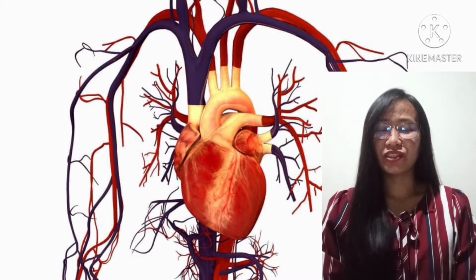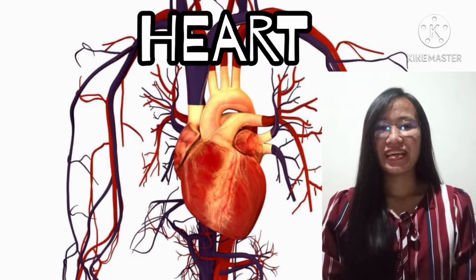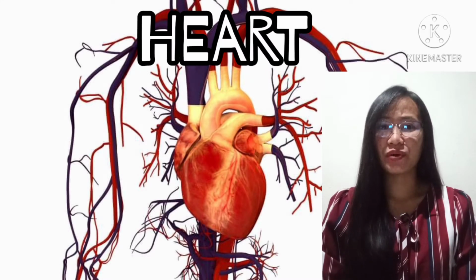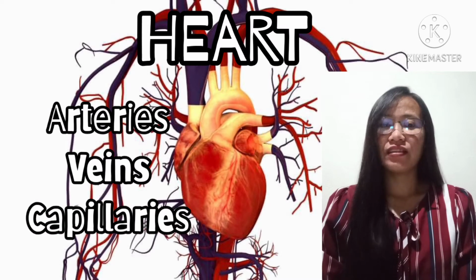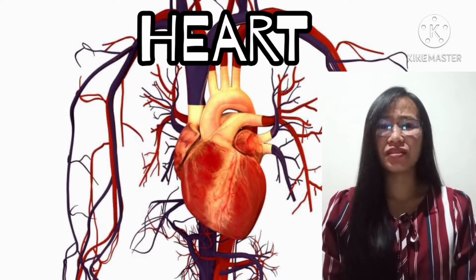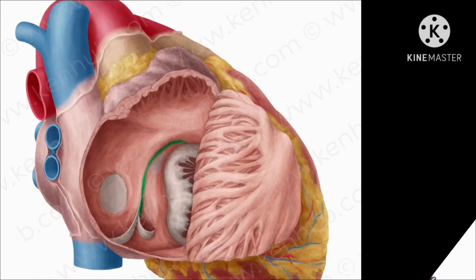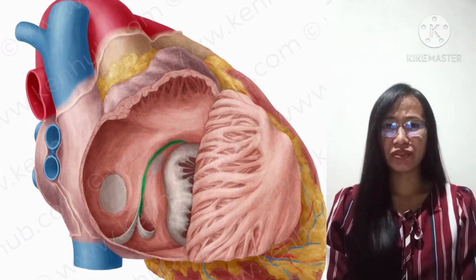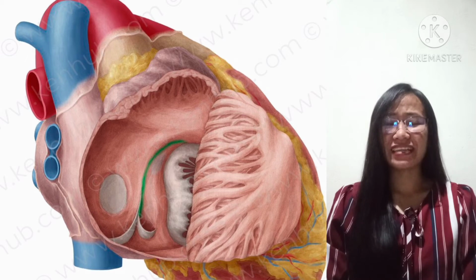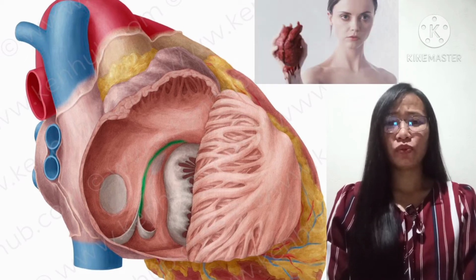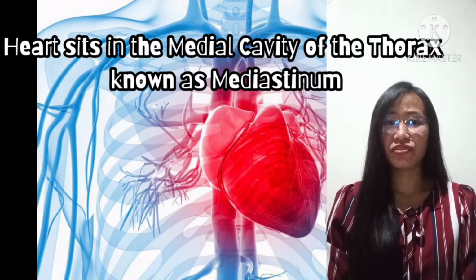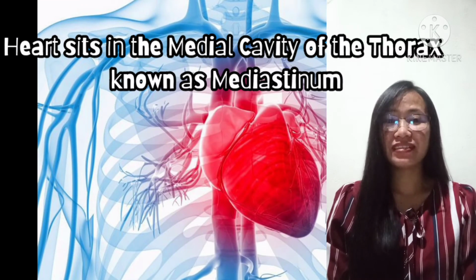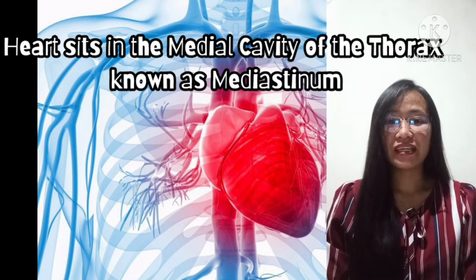The first major structure is the heart, which has an incredible number of arteries, veins, and capillaries that carry blood to every extremity of your body. Let us focus first on the heart. It is about the size of your fist, and it sits in the medial cavity of the thorax, known as the mediastinum, simply like a palm.